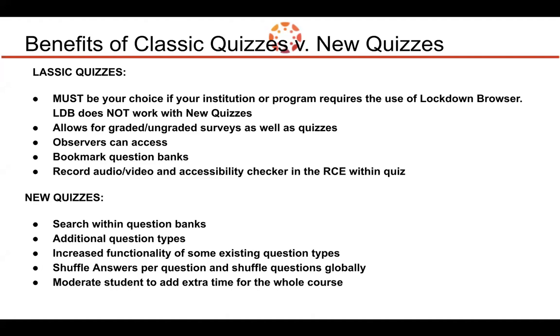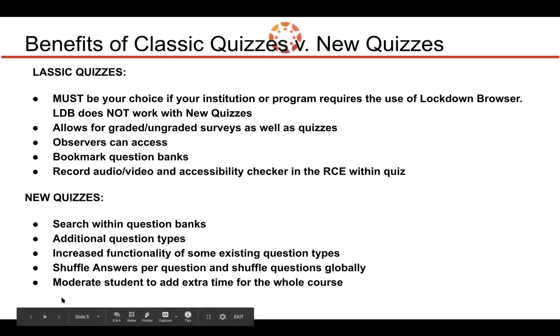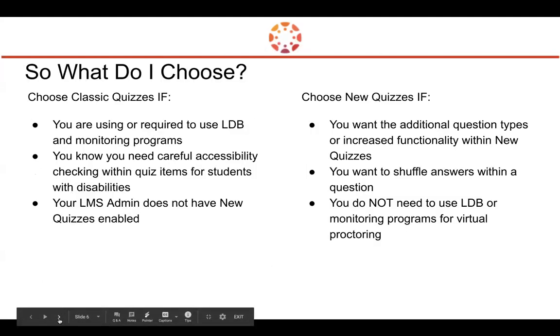You can search within question banks in new quizzes. There are additional question types, which is part of the increased functionality we're going to talk about. And increased functionality of existing question types, meaning that there are classic quiz question types that work better in new quizzes. You can shuffle answers per question and shuffle questions globally in new quizzes. And you can moderate students to add extra time for the whole course in new quizzes. So all of those are benefits, and what you choose to do is going to be up to you.